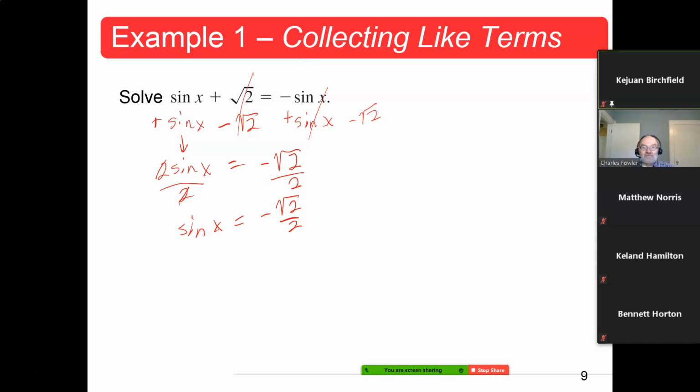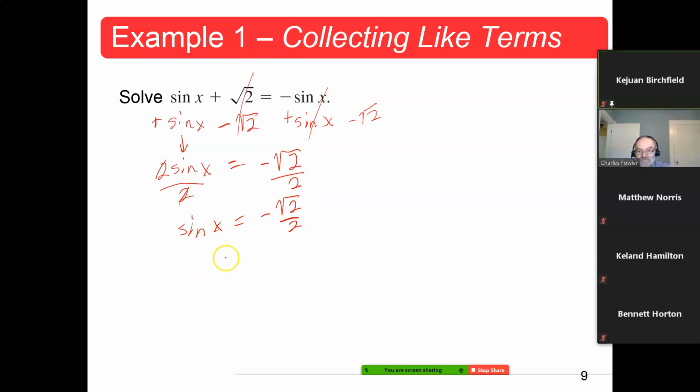Now, notice here the sine is negative. Sine is negative in the third and fourth quadrant. Now, where is sine associated with root 2 over 2? Those are at your quarter pis. So this will be the quarter pi, where pi/4 is your reference angle, in the third quadrant and the fourth quadrant. So that's going to be 5pi/4.